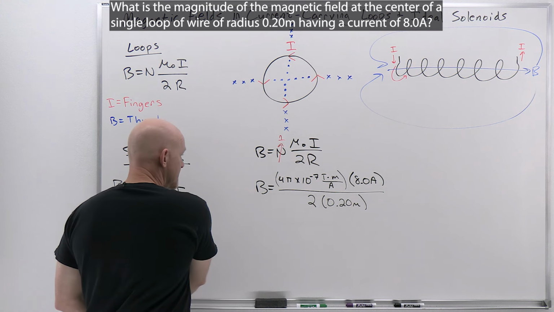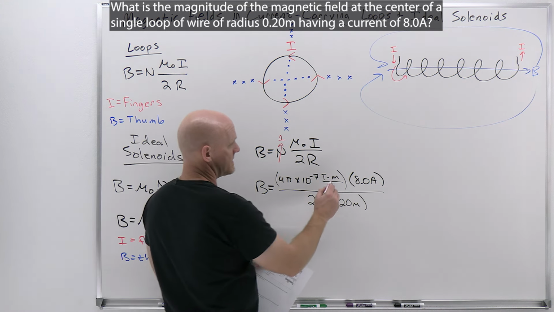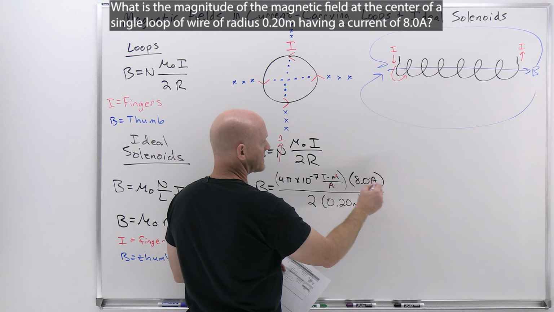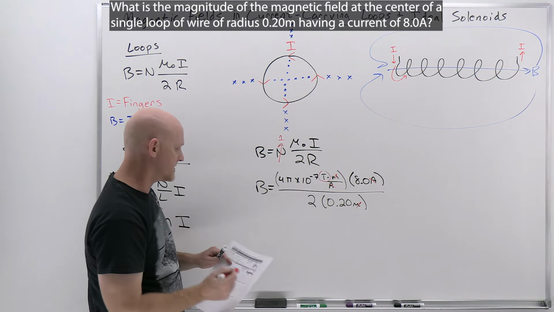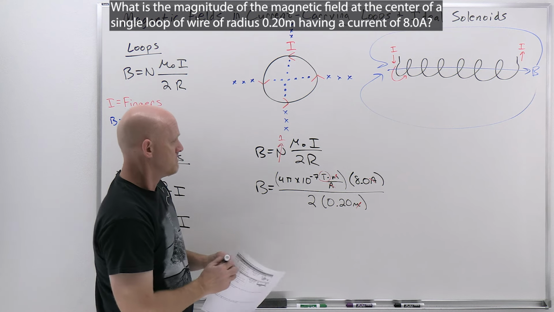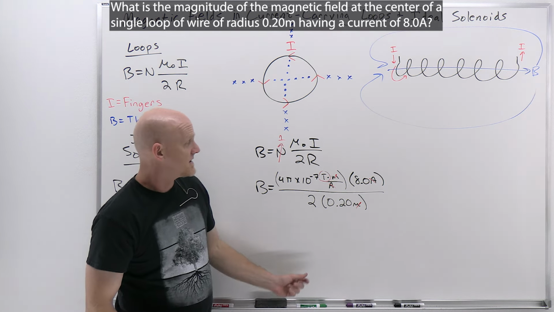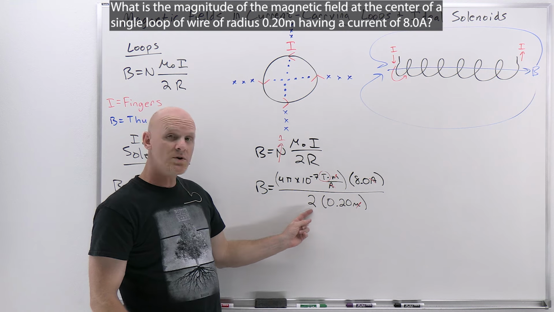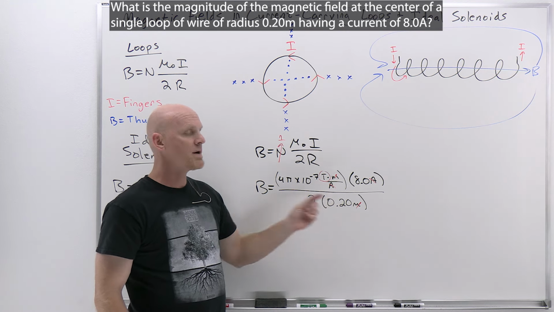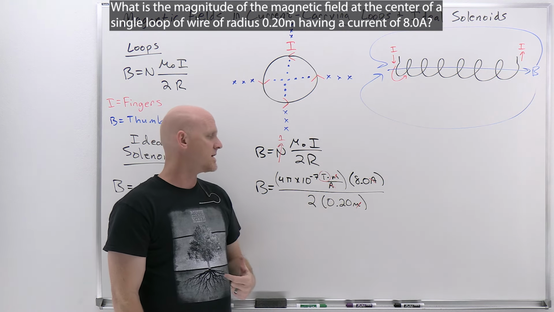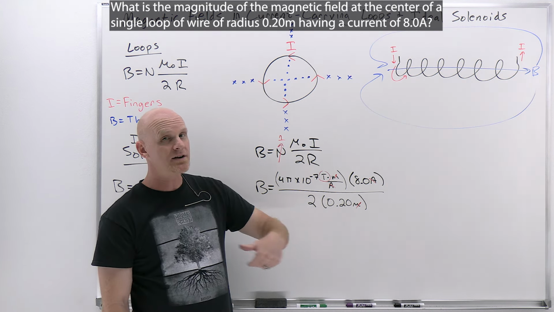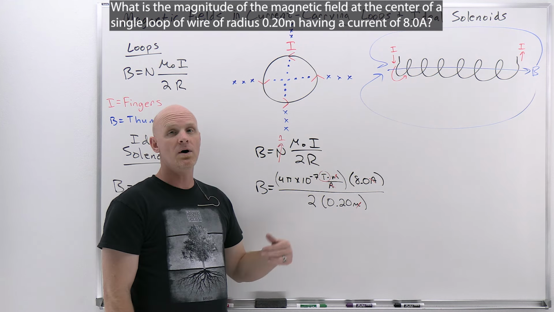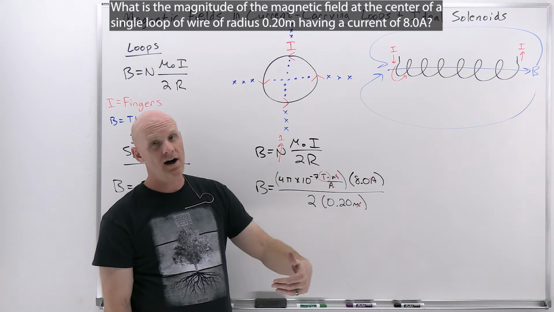But if you notice the units here, your meters are going to cancel, your amps are going to cancel, and it's going to come out in Tesla just as it should for the strength of a magnetic field in SI units. All right, so I made the numbers nice yet again. So 8 divided by 2 is 4. 4 divided by 0.2, you can look at that one two different ways. You can do 4 divided by 2 times 10 to the negative 1, or dividing by 0.2, same thing as multiplying by 5.